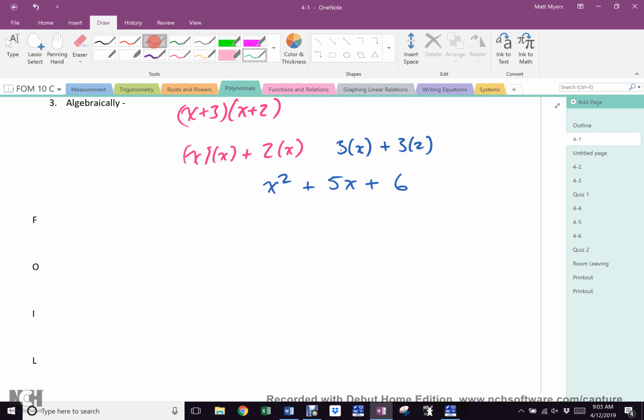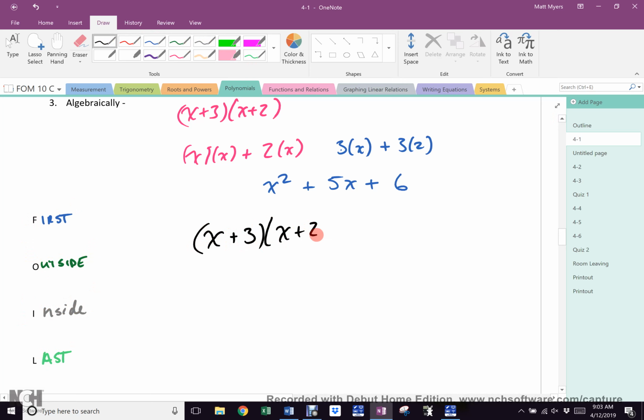FOIL stands for first, outside, inside, last. And here is what it means. X plus 3, x plus 2. First, you multiply the first thing you see. X times x to get x squared. Then you multiply the outsides. X times 2.